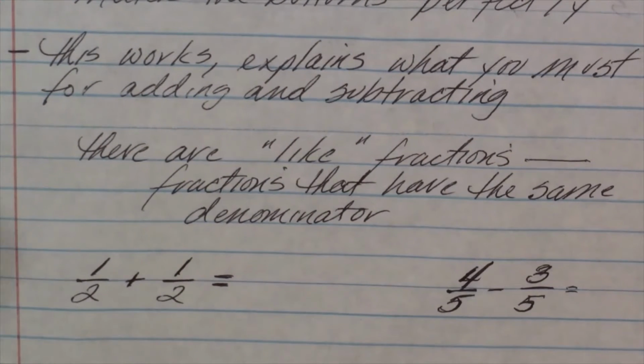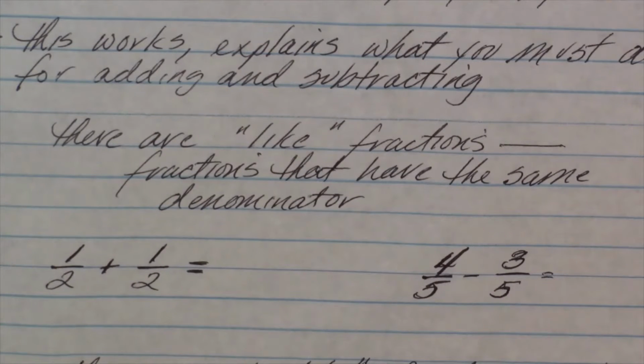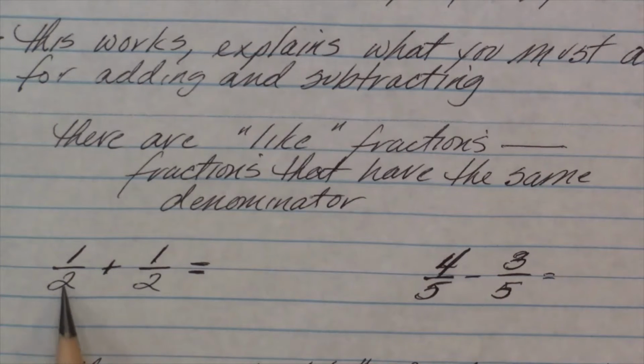Now, the song says, adding fractions that you see match the bottoms perfectly. Well, I have a 2 as my denominator, a 2 as my denominator. So my answer, my sum, has to have a 2 as its denominator. The bottoms have to match. The denominators need to match perfectly from adding to sum.